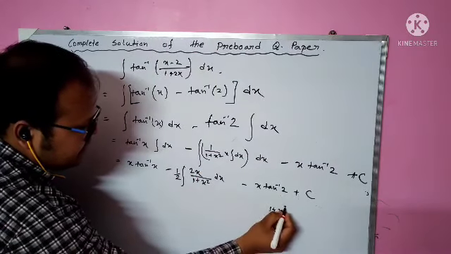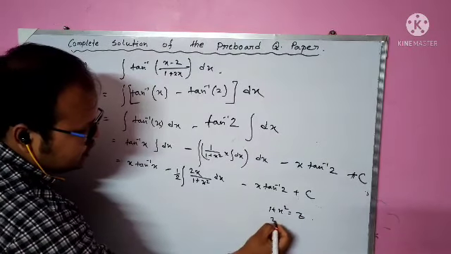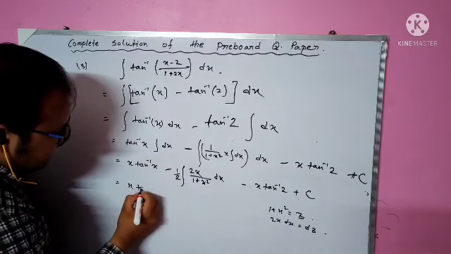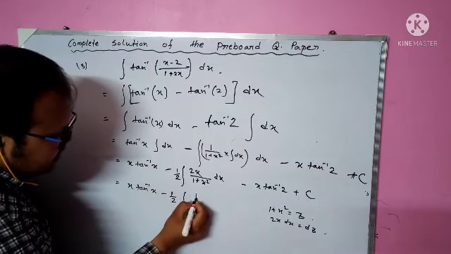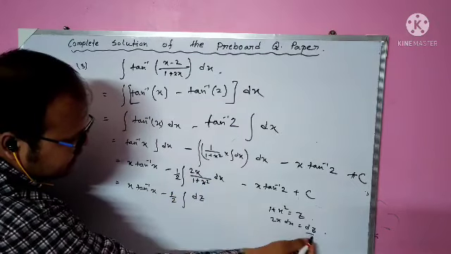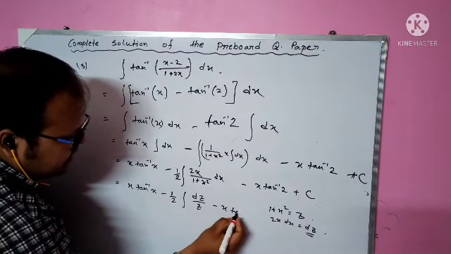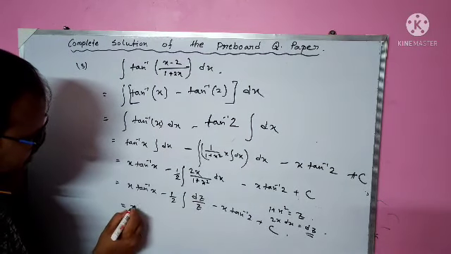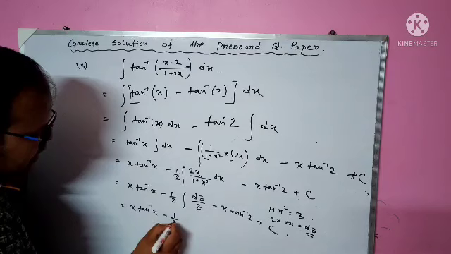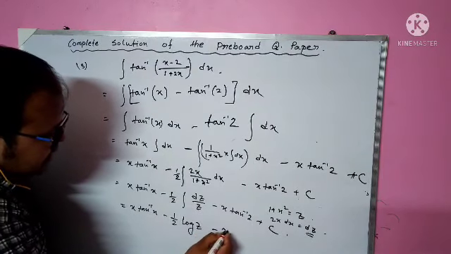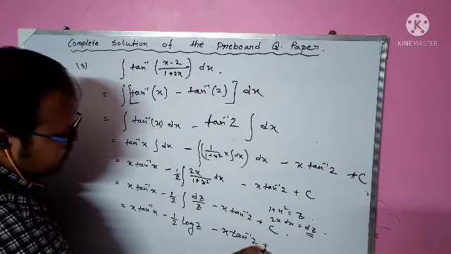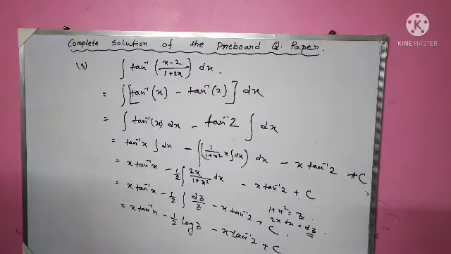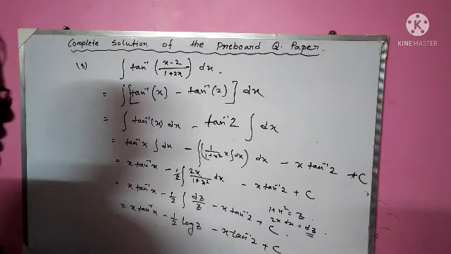So what we'll take here, 1 plus x square as z, and then 2x dx equals dz. So it is nothing but x tan inverse x minus half integration dz, 2x dx I have written dz divided by z, minus x tan inverse 2 plus c. Okay, now this one will be log z, so it is half log z minus x tan inverse 2 plus c. By the way, this log is the base e, or you can say this one is ln.